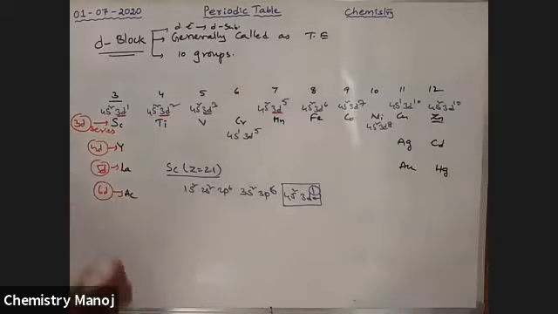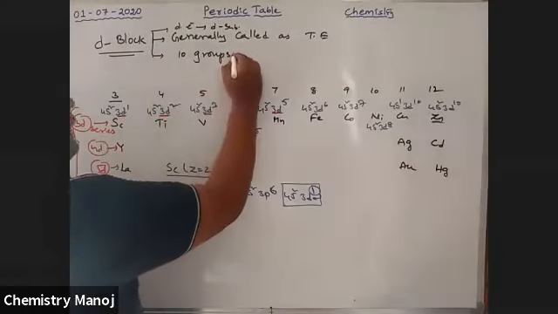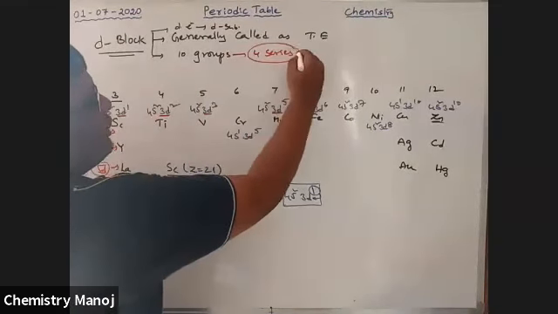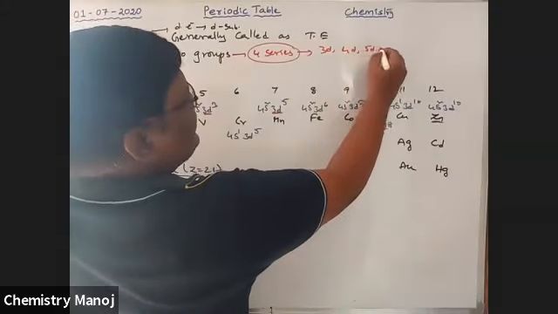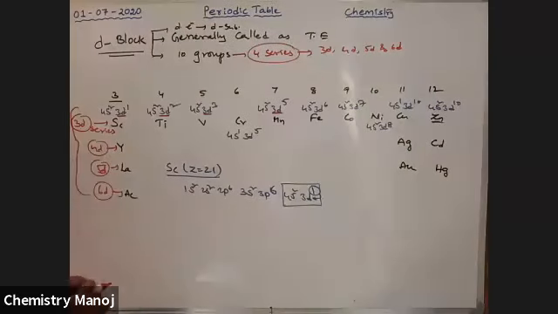Now, how many series of elements are available in d block elements? There are 4 series, with 10 groups in the 4 series. What are these 4 series? The 3d series, 4d series, 5d series, and 6d series are possible.